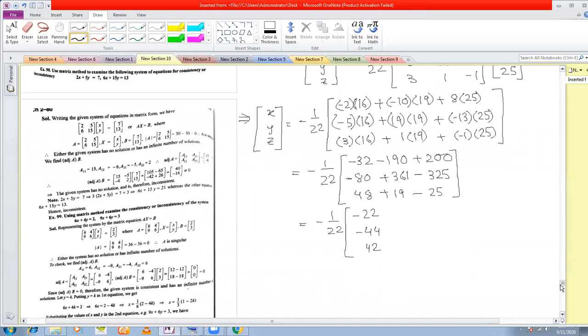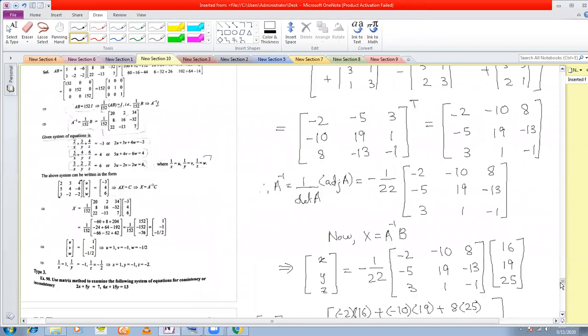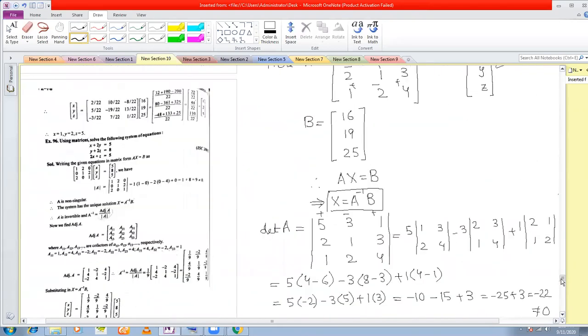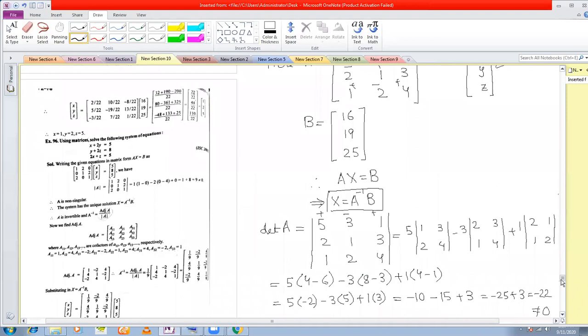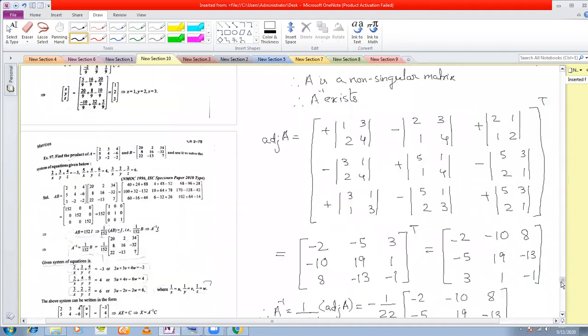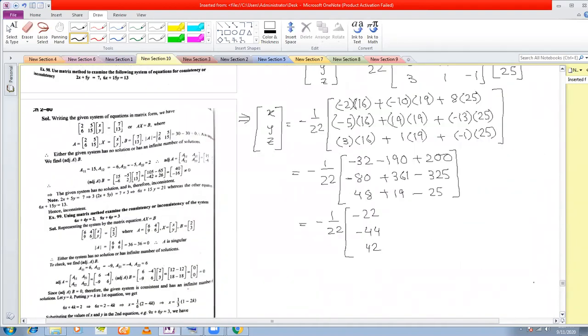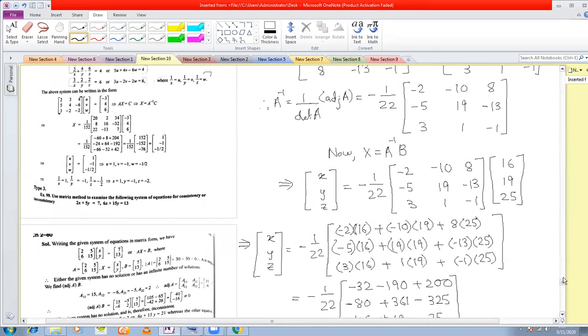Should not be getting 42. You should be getting something else. Should be getting 110 minus 110. Is there a multiplication mistake? No, sir. Multiplication is right here.